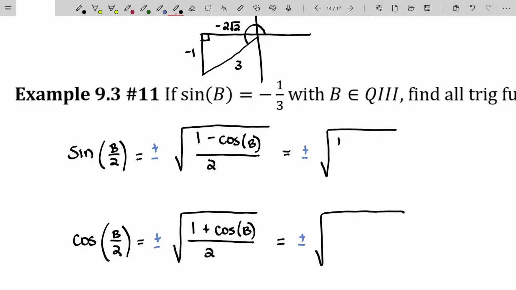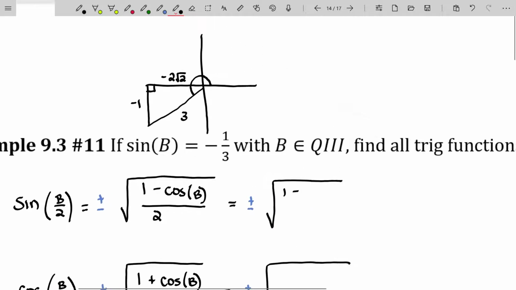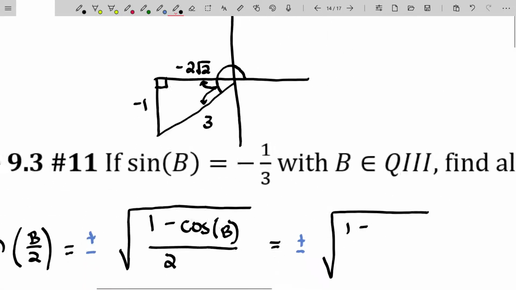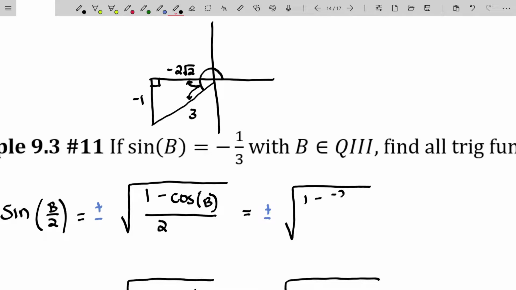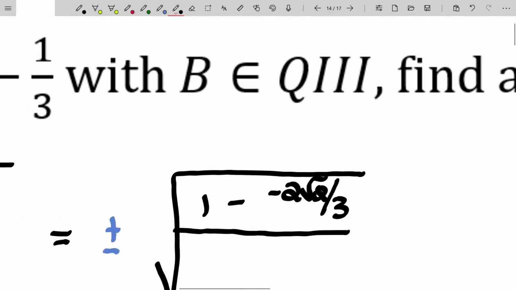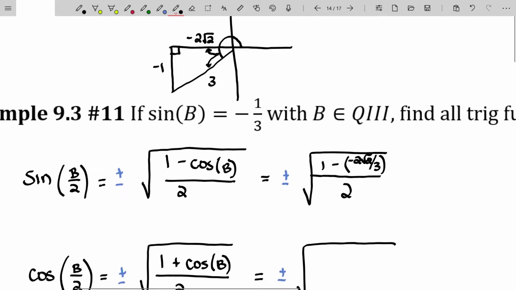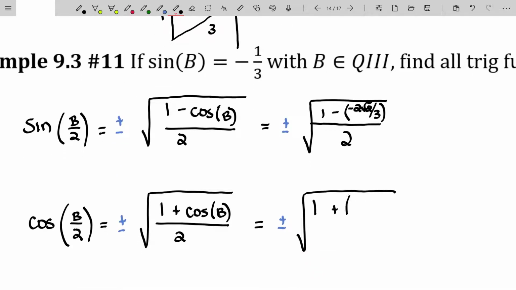Anyhow, I have 1 minus the cosine of B. Well, let's see what the cosine of B is. If this right here is angle B, which it's not, but it's close enough to it, it's the reference angle. The cosine is going to be adjacent over hypotenuse, negative 2 root 2 over 3. So this is going to be a negative 2 root 2 over 3. Now this is a multiplication here, so I should probably write it like that. And that's all over 2. And it's the same, 1 plus a negative 2 root 2 over 3 here. And that's all divided by 2.